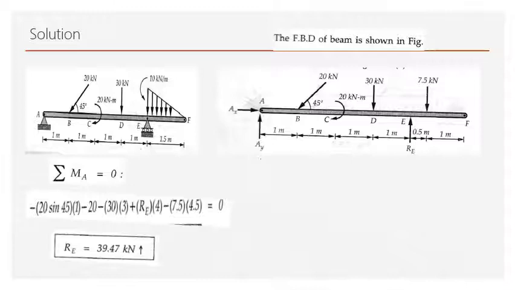Next, apply the next condition, sigma Fx is equal to 0. Horizontal forces: Ax, and the horizontal component of the 20 kilonewton. So only two horizontal forces, Ax minus 20 cos 45, that is equal to 0. So Ax is 14.14 kilonewton.